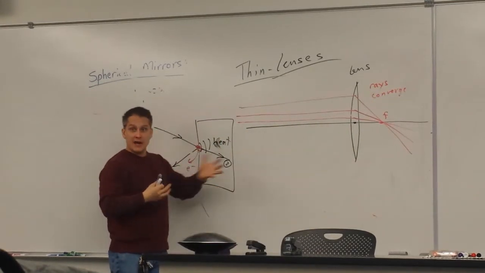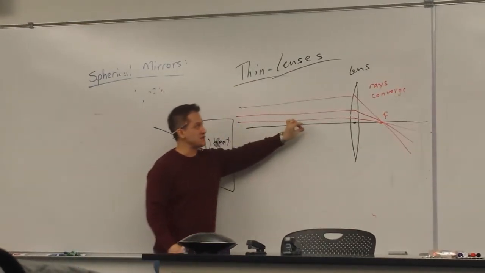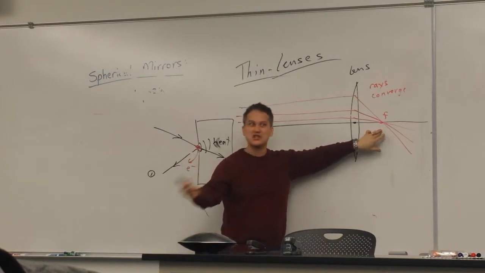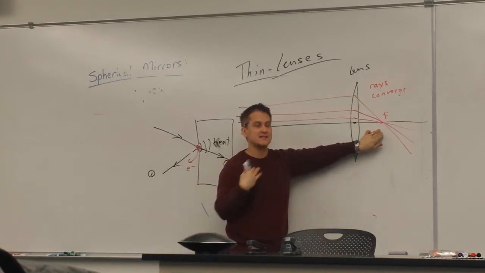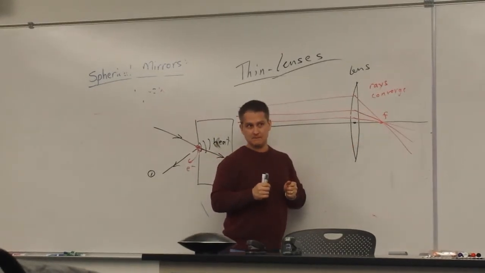And by converging, it doesn't mean they reflect and converge on this side. They converge after they pass through, because that's what lenses do. They allow transmission. It's not a reflection process. It's a transmission process. So they converge on this side.